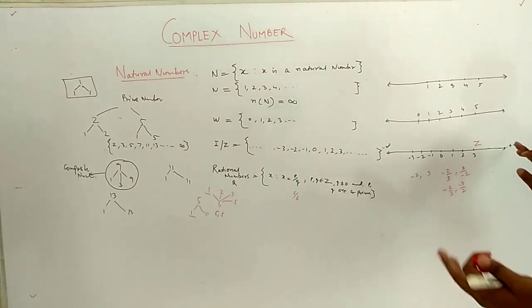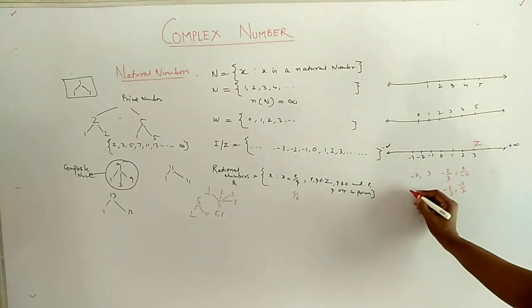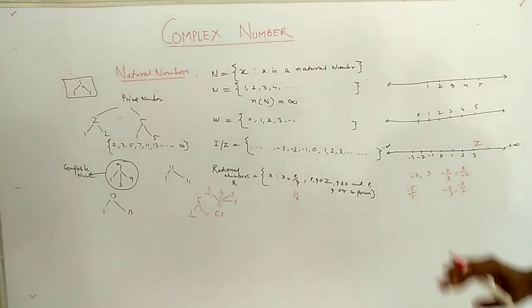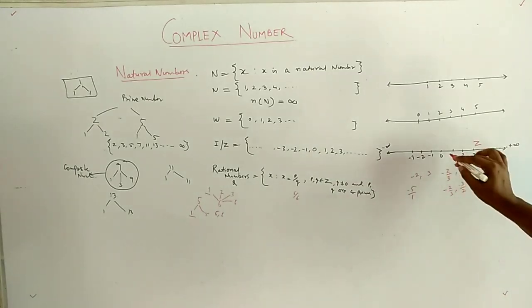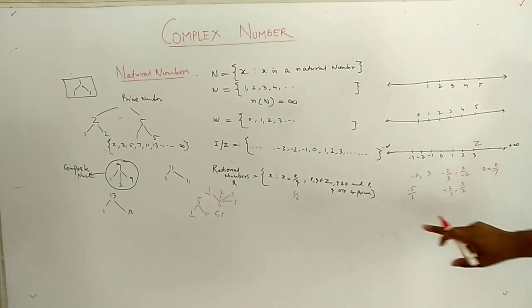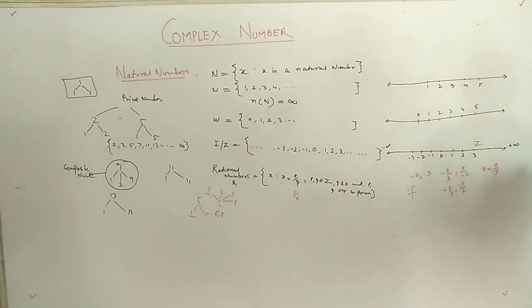If you pick any number, suppose I pick only minus 5, then minus 5 can be written as minus 5 upon 1, that is also rational. So all the integers are rational numbers, and 0 is also a rational number, because 0 can be written as 0 upon 7. By definition these two are integers, 7 is not equal to 0, so this definition holds. So all the natural numbers and integers are actually rational numbers.